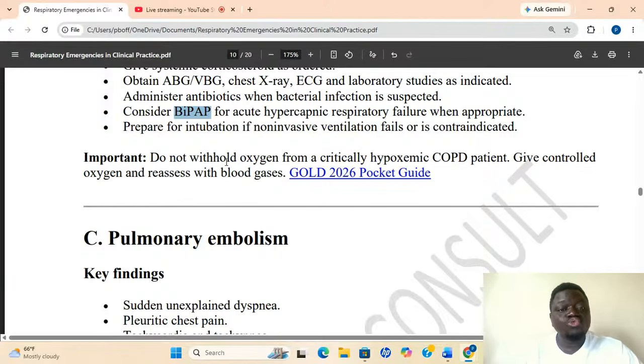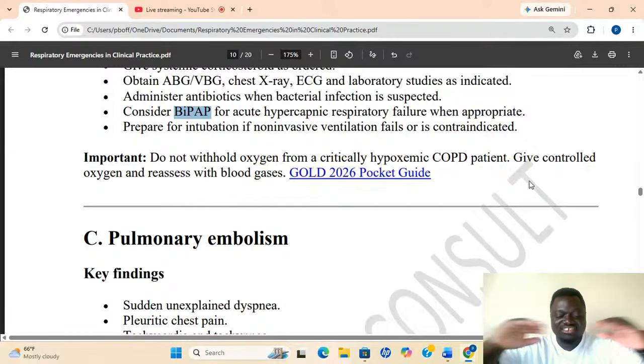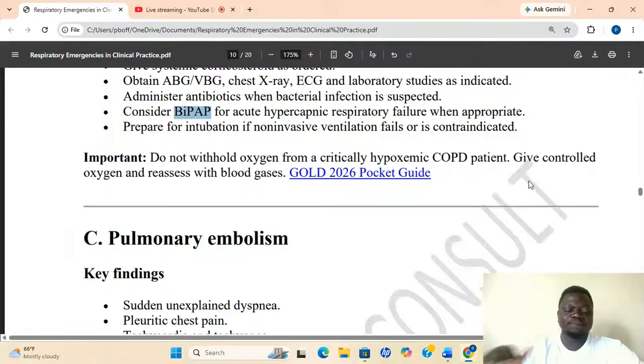Do not withhold oxygen from a critically hypoxemic COPD patient. Because of that, some nurses will say, oh, I don't want to let this patient die, so I'll not give oxygen. No, they need the oxygen, but they don't need it plenty. That is it. Okay. So when you give and the saturation rises and is maintained in the target range, stop. Wherever you are, stop. Okay. Keep it there. Don't stop the oxygen. Keep it there and reassess your blood gas analysis.